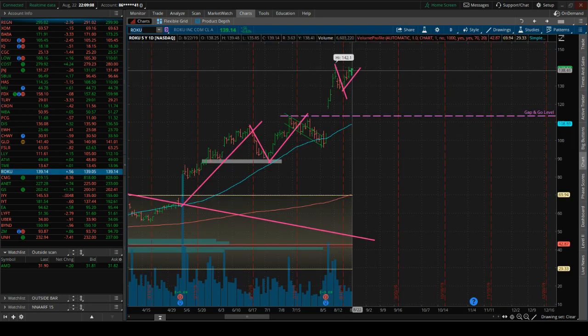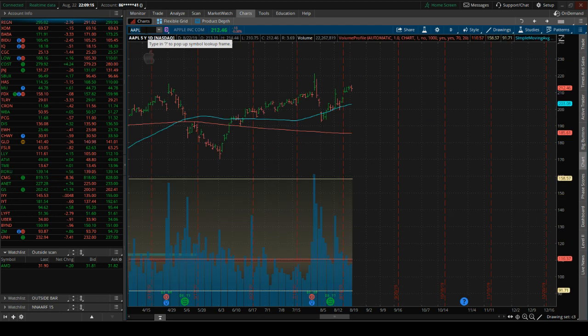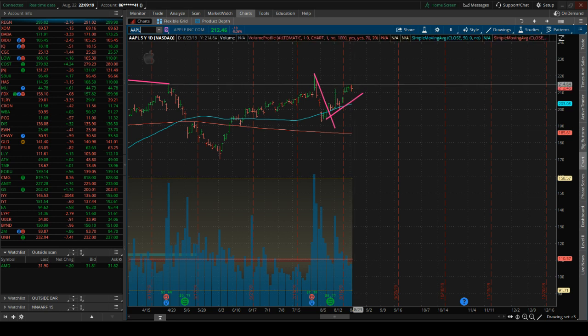Bullish until proven otherwise, right? Inside day, following the upward trend line. Apple. Trying. It's got a lot of resistance up here for whatever reason, right? It's got to get over these levels, right? 215 is really a key number for Apple.